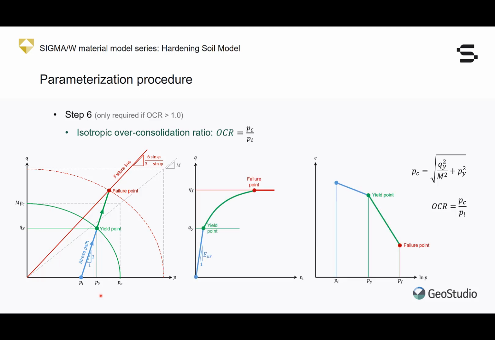The yield stresses are generally determined from plots of deviatoric stress versus axial strain and void ratio versus natural log mean effective stress, and in both of these plots, the yield point, that is, that transition from elastic to plastic behavior, is deduced by an inflection point in the measured laboratory data.